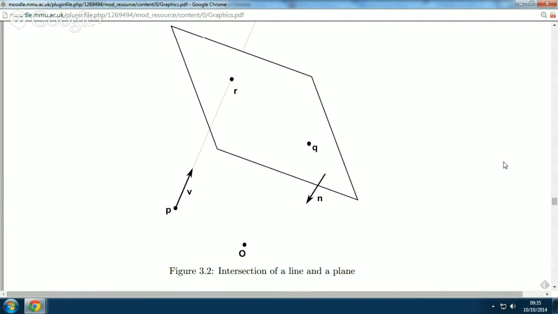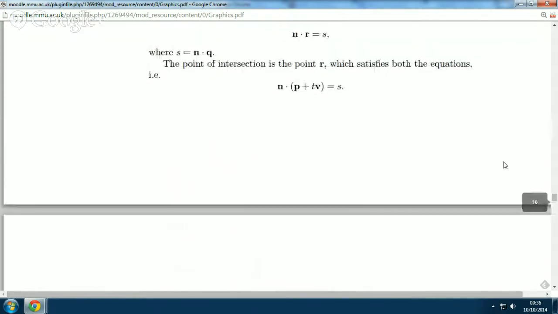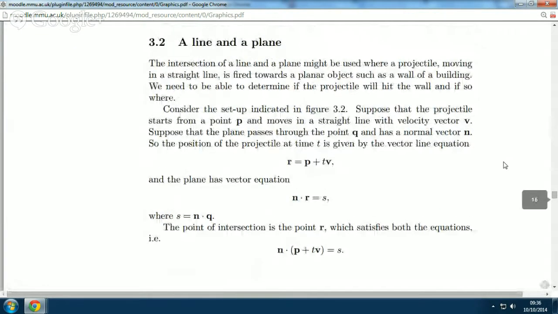And the projectile is fired from some initial point P, and it's got a velocity vector V. This is the origin down here, just somewhere in the scene. And so the problem is to identify this point R here, to find the point where the line intersects the plane. You may even have looked at this in first year vector algebra. So that's the setup.